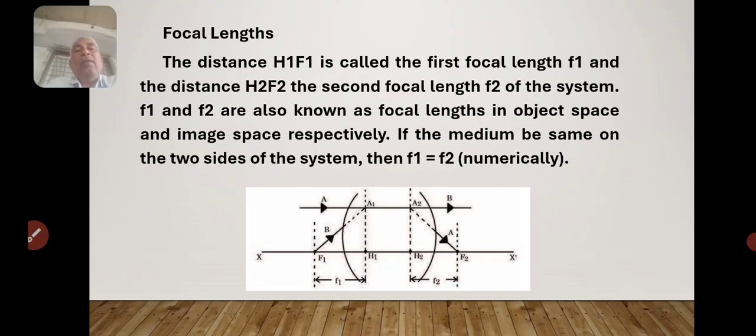Now we'll see something about the focal length. The distance H1F1, as shown in the figure, is called the first focal length f1, and the distance H2F2 the second focal length f2 of the system. f1 and f2 are also known as the focal lengths in object space and image space respectively. If the medium is the same on the two sides of the system, then f1 equals f2 numerically, as shown in the figure.